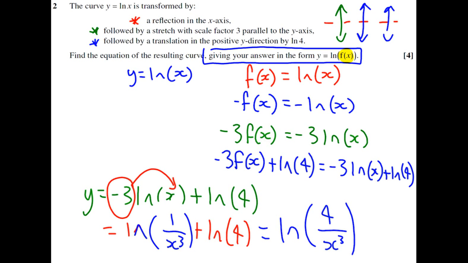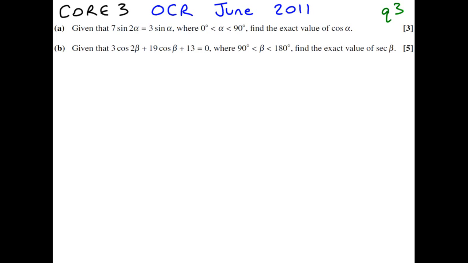Moving on to question 3, one that I'd already done. So, part A says 7 sine 2 alpha equals 3 sine alpha, and alpha is between 0 and 90 degrees. Our challenge, find the exact value, very important, of cos alpha. So we're basically trying to rearrange this expression to get cos alpha equals. Now, as you can see, there's no cos alphas to be seen at the minute.